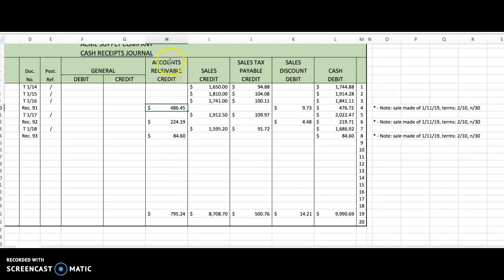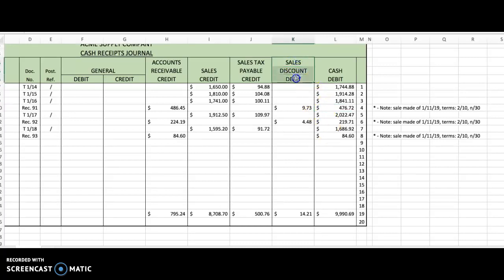And also accounts receivable is credited because it goes down. So he's paid off that bill. So we have to credit $486.45, the total amount. The discount, we'll see how that works in the ledger when we get to that, is $9.73. And the actual cash debit then is less than what he originally owed us. So he paid us $476.72.